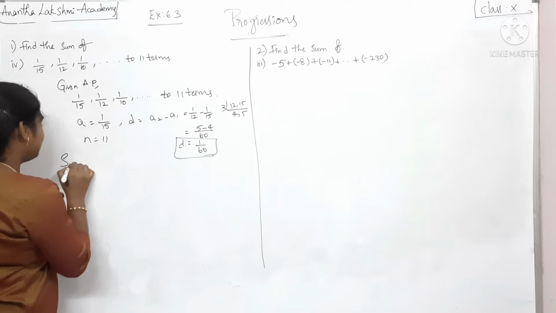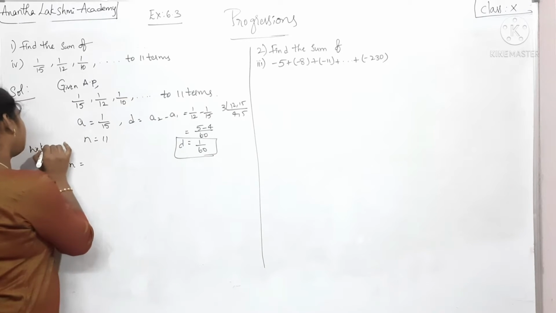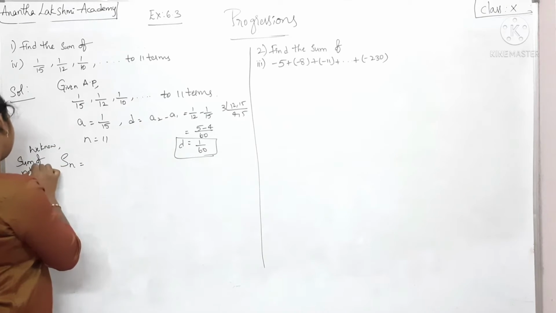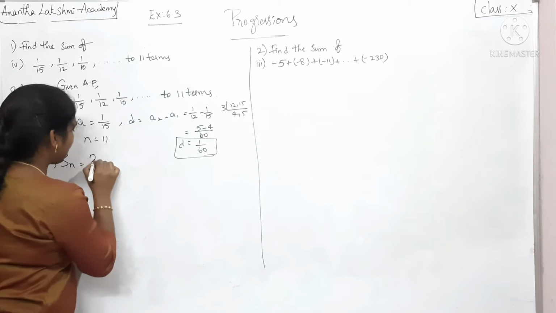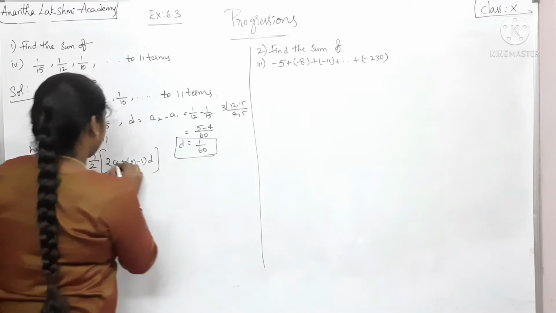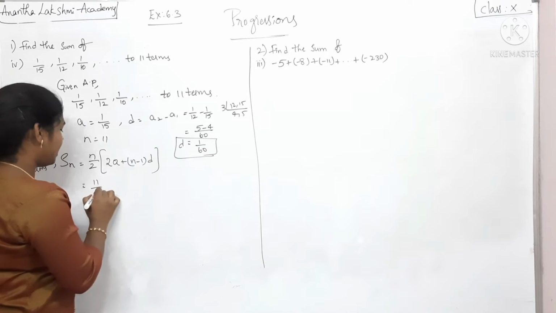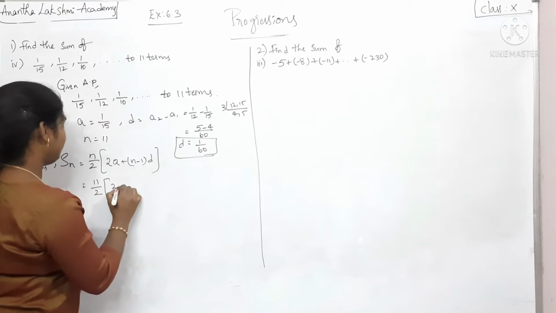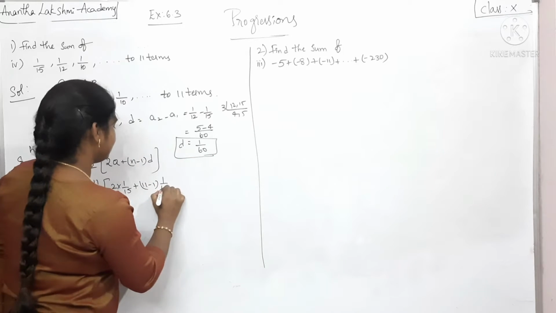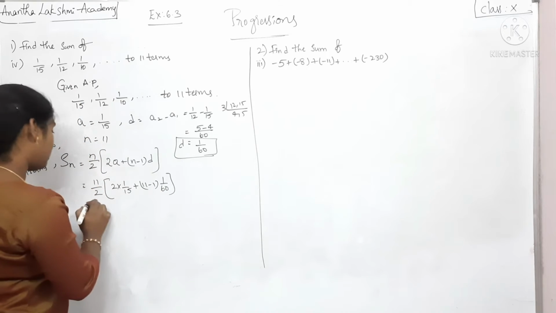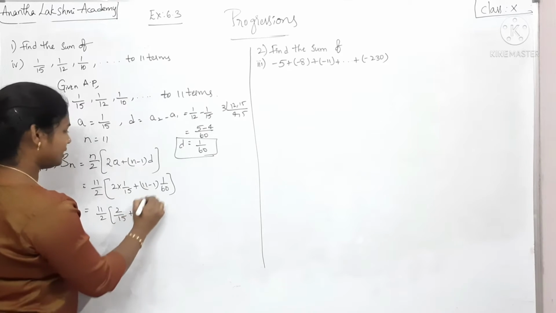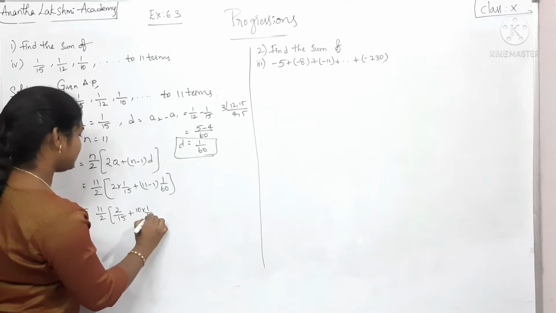The classic formula. The sum of n terms, Sn is equal to n by 2 into 2a plus n minus 1 into d. Here n is 11, so 11 by 2 into 2 times a, which is 1 by 15, plus n minus 1, which is 11 minus 1, into d, which is 1 by 60. Upon further simplification, this becomes 11 by 2 into 2 by 15 plus 10 into 1 by 60.